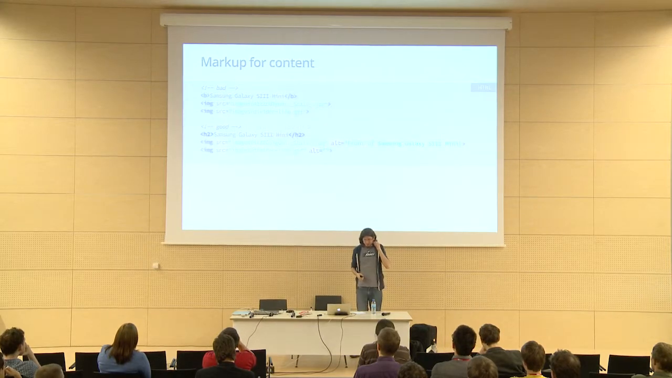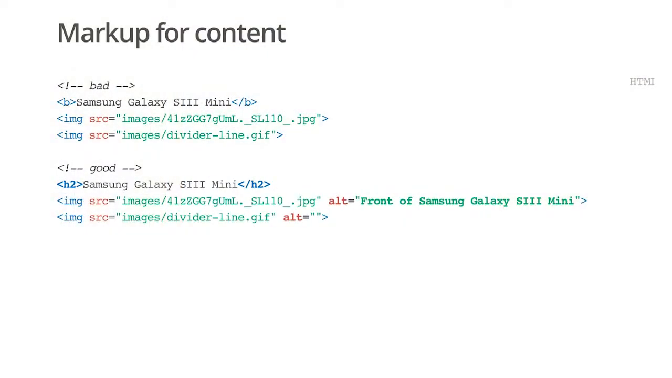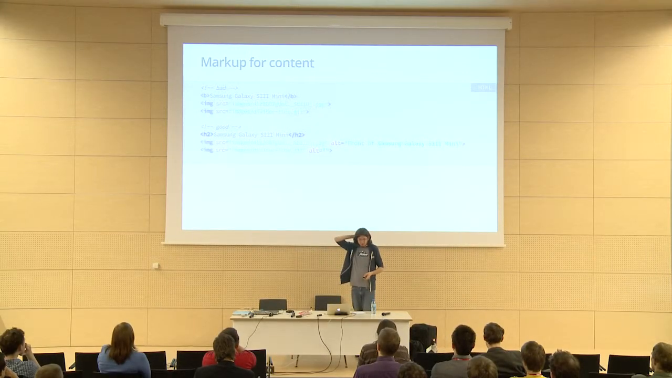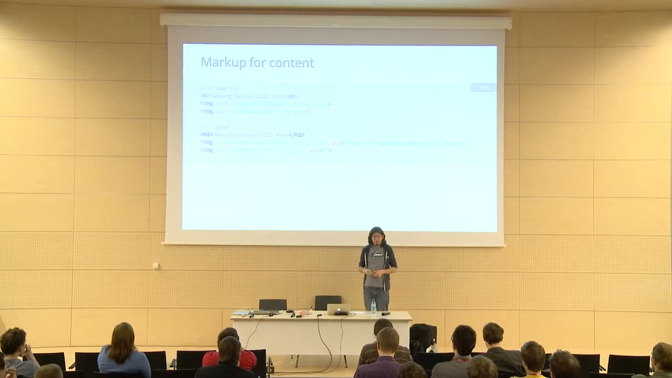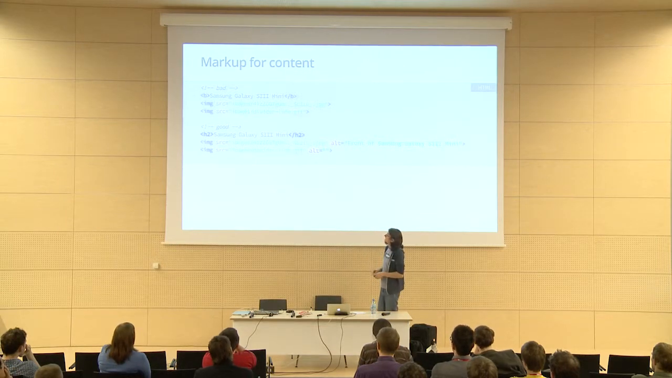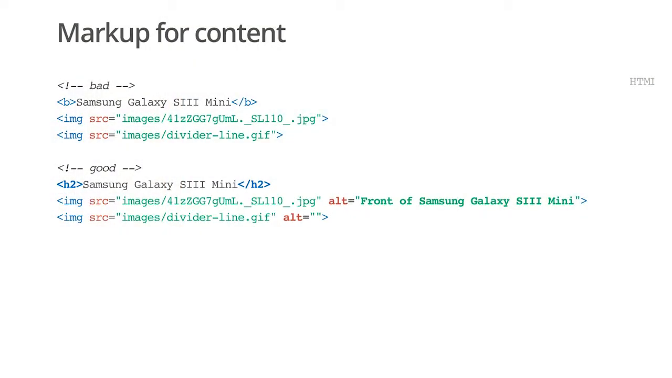Here's another example. This is from that Amazon Access site. I didn't show the second page with the search results, but they had really bad markup where, instead of a header element like an H2 here down here, they were using just a B to make it look bold.